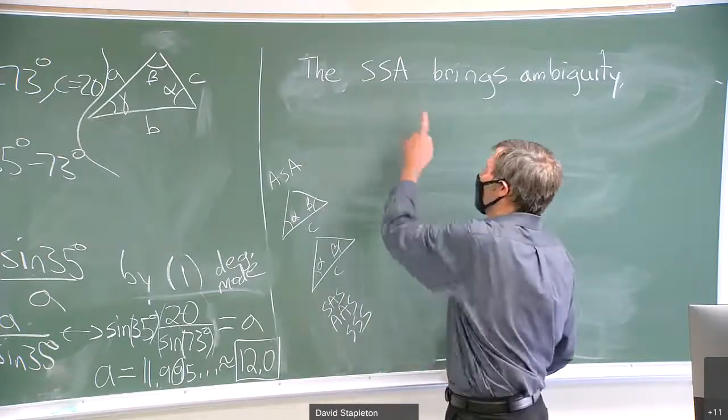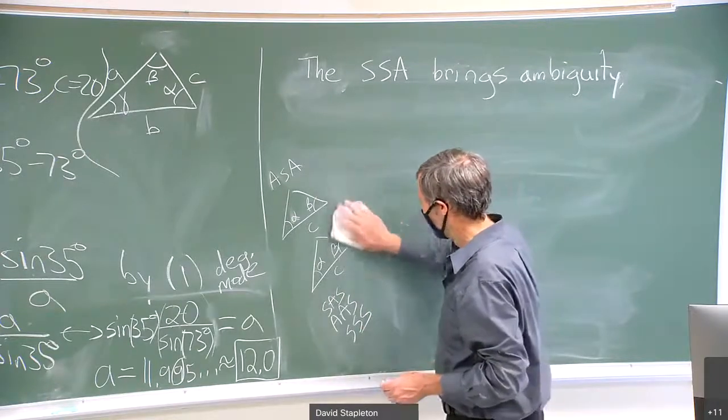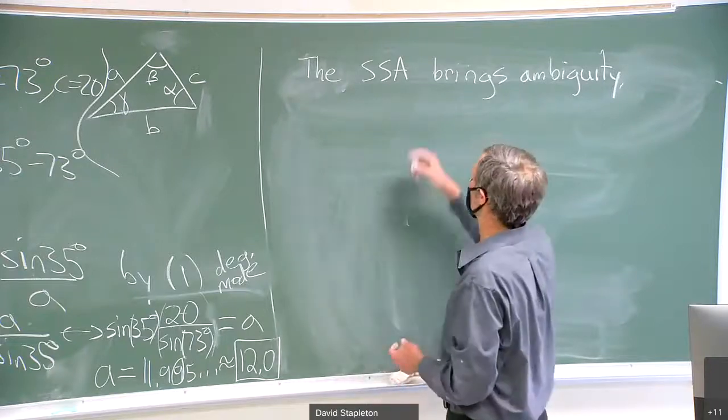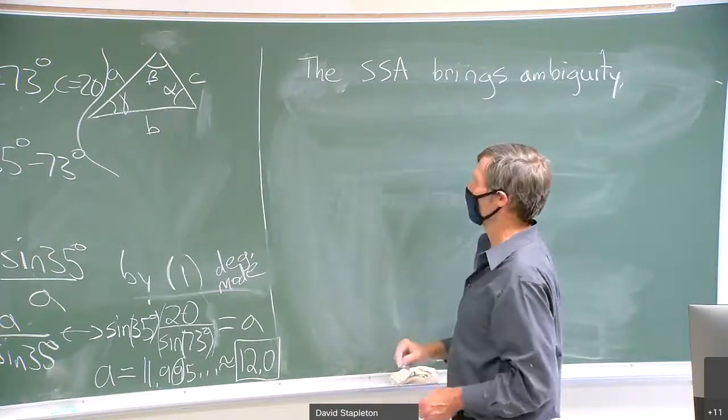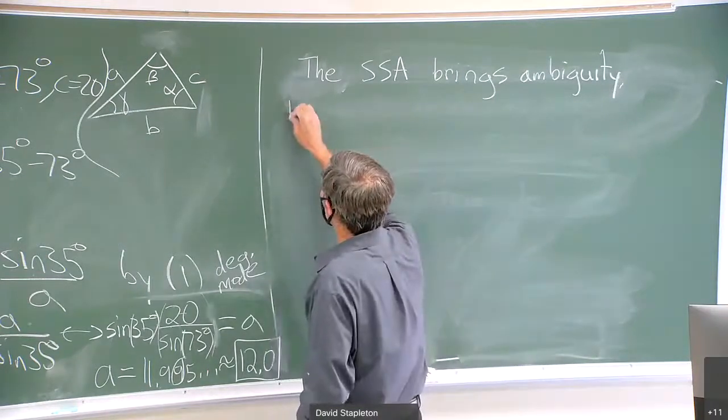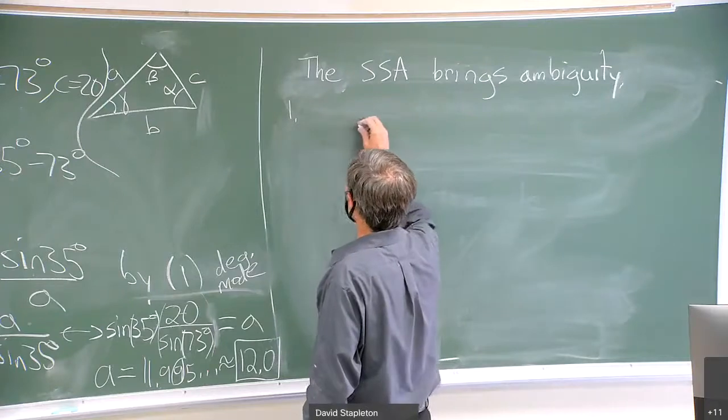Unfortunately, side, side, angle is not a congruence theorem. There can be no answer to it. There can be one answer to it, or there can be 2 answers. And that's the wrench that's in the works here, so to speak. So case 1, there can be this kind of thing.